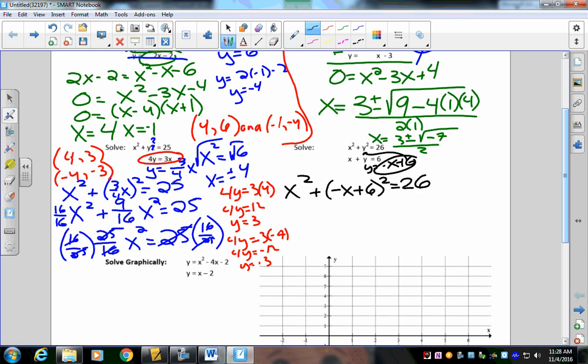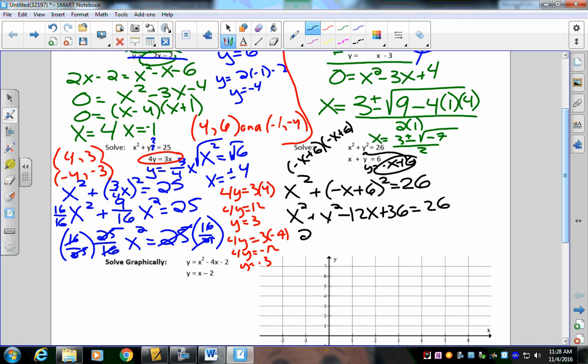x squared plus (negative x plus 6) squared equals 26. All right, FOIL, please do not just distribute that exponent. So this ends up being x squared minus 12x plus 36. I got that by foiling. Equals 26.